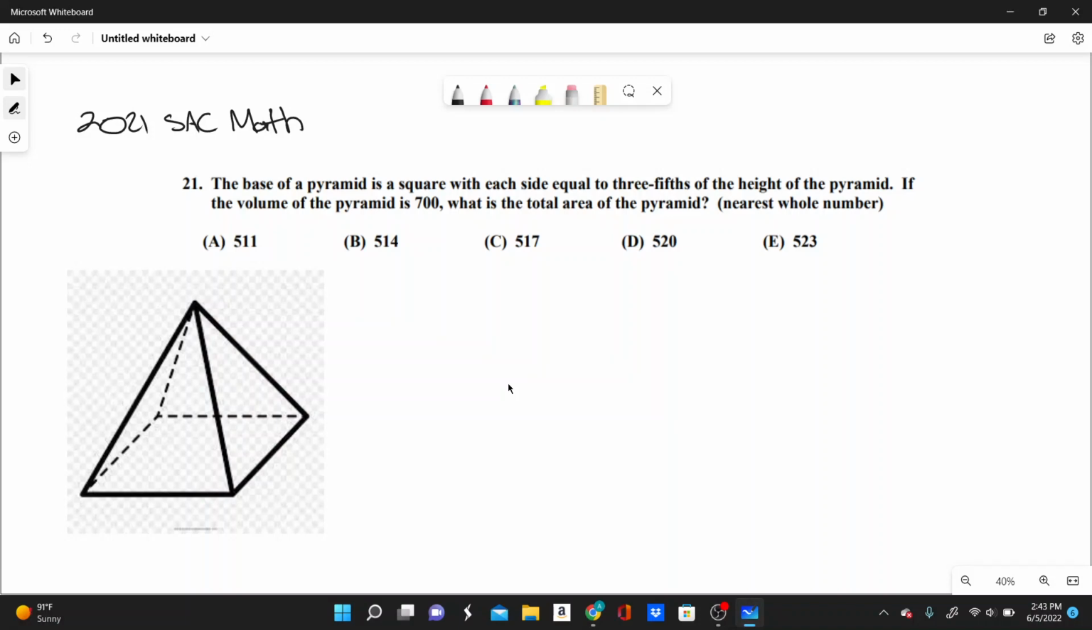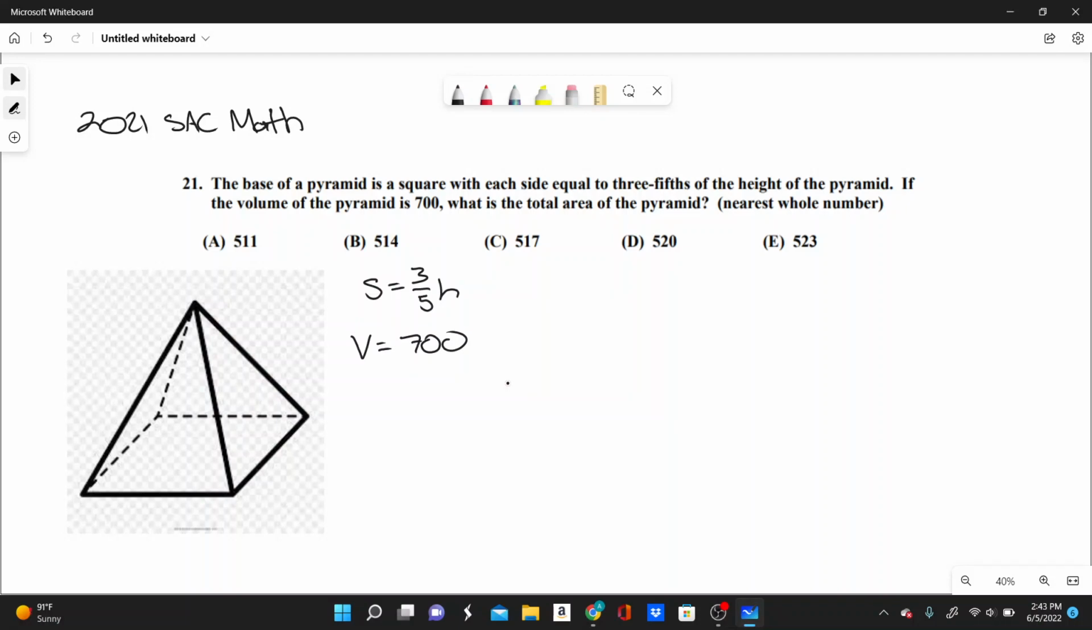Alright, so let's start off with the information that they give us. First of all, I have this square pyramid here drawn, and they also tell us that each side is equal to 3/5 of the height. So I'm going to use that information. So side is 3/5 of the height. They also tell us that the volume is equal to 700.